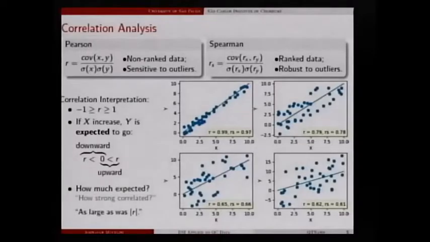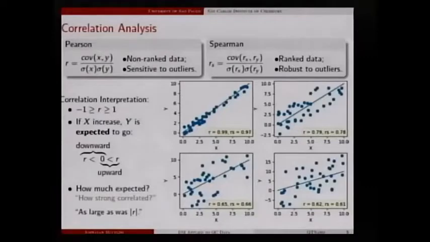Basically, the correlation is a number between -1 and 1. The sign of this number indicates, if it is positive, that when the x increases, you expect the y to also increase. If the correlation is negative, when the x increases, you expect the y to decrease. Basically, it's that. And you would ask how much you should expect.